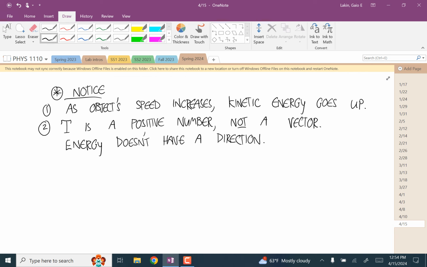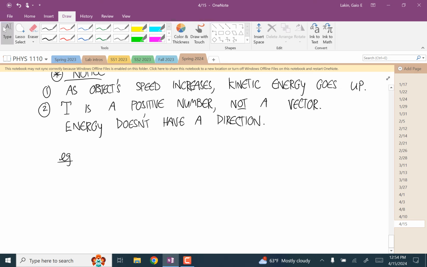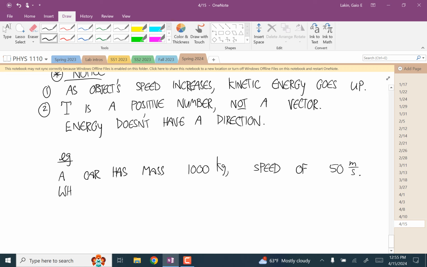Okay, well, let's do a quick calculation. So, for example, let's say that a car has a mass of 1,000 kilograms and a speed of 50 meters per second. What's its kinetic energy?